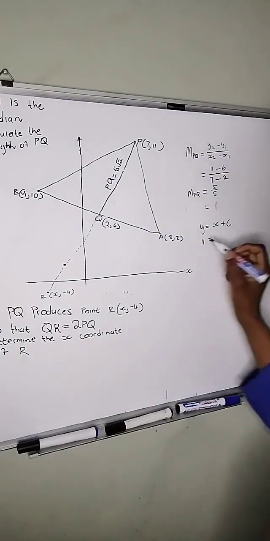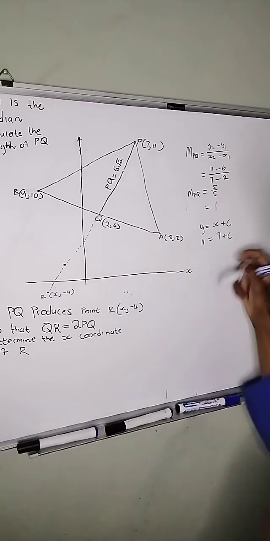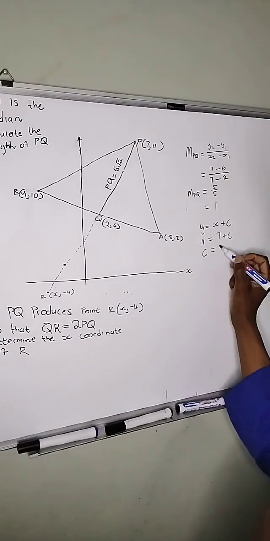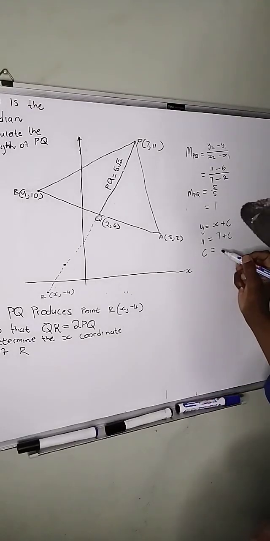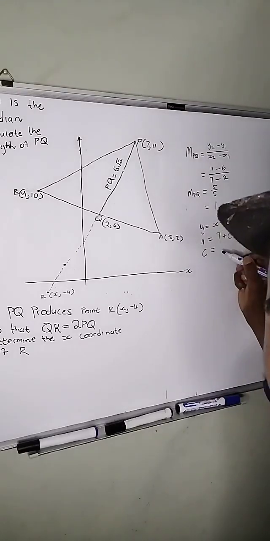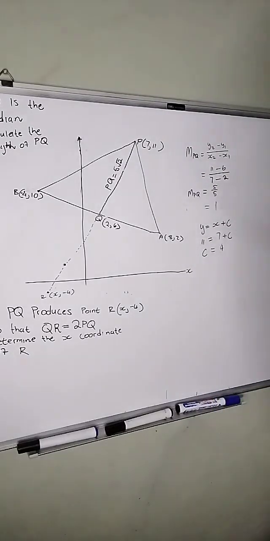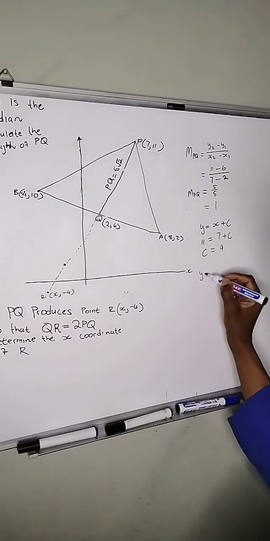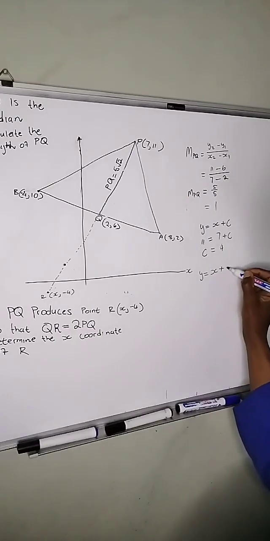So 11 is going to be equals to 7 plus c. Then what is our c? Our c is going to be equals to 11 minus 7. What's going to be my c? Thank you very much. It's going to be 4. So my equation is going to be y equals x plus 4.